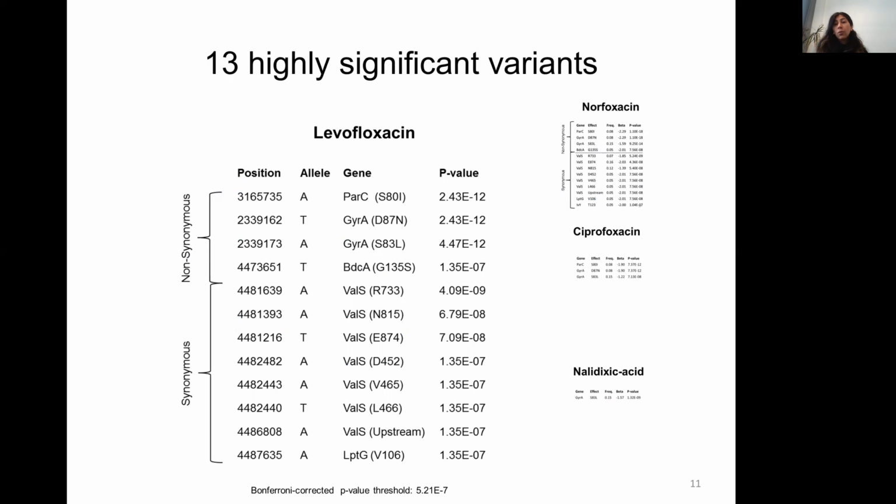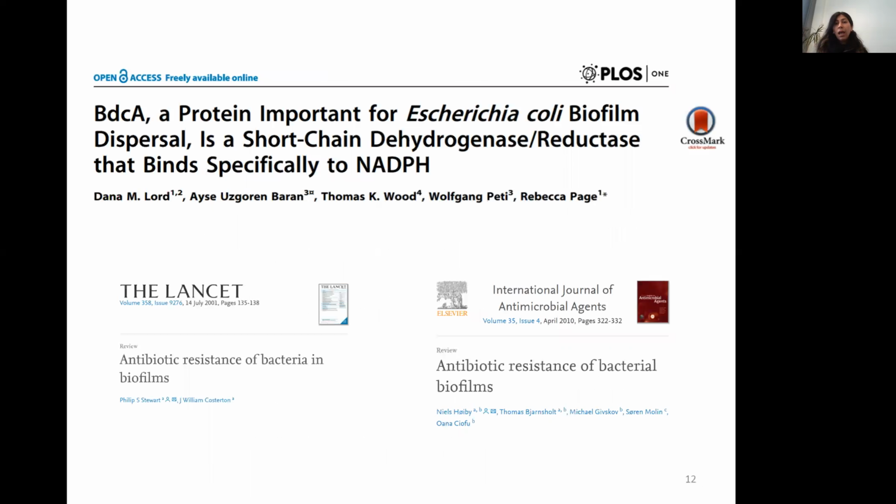Now we need to look at the biological function of these variants. The first variant, a non-synonymous one, was in bdcA. bdcA so far is not linked directly to antibiotic resistance. It can be indirectly related to antibiotic resistance. This is because bdcA is involved in biofilm dispersal, and biofilm formation is known to play a role in developing antibiotic resistance.